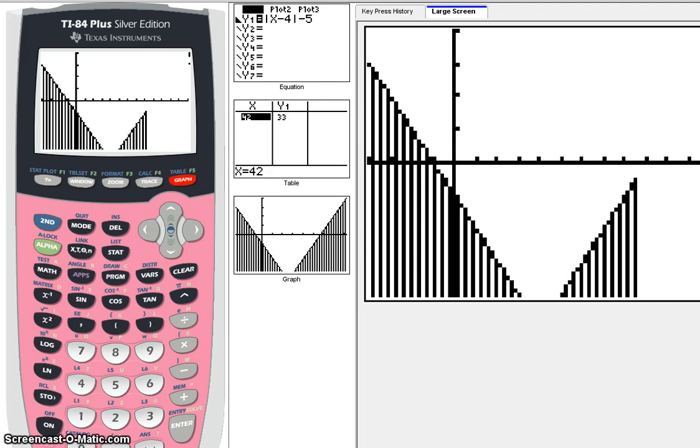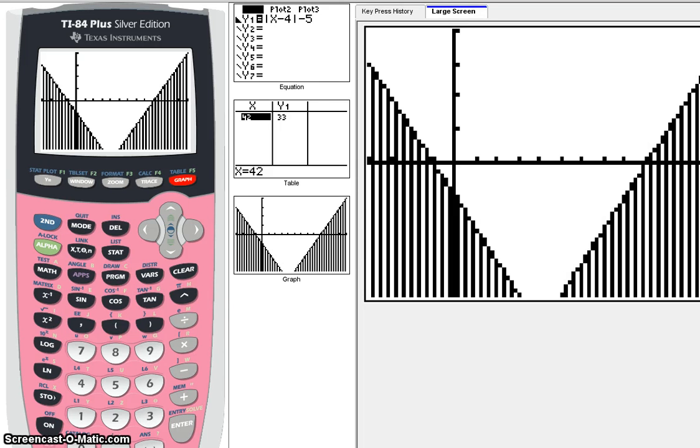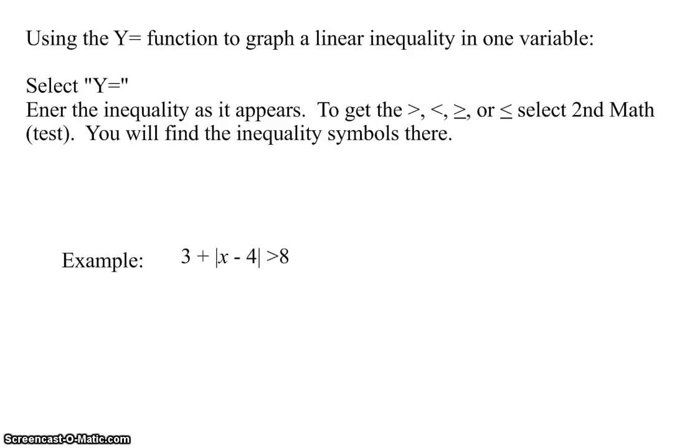My graph has now been changed, and I can see the part of the x-axis that's shaded is this part to the left of -1 and the part to the right of +9. Exactly what I came up with when I solved it algebraically. Another way to check this on your calculator is to type it in exactly as you see it. I'm going to show you how to do that right now.